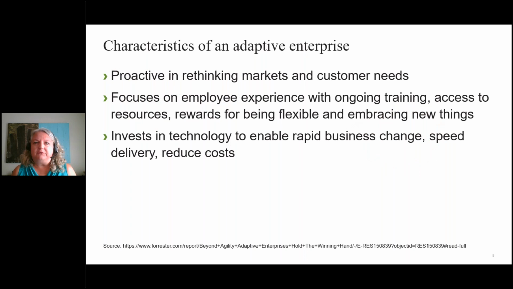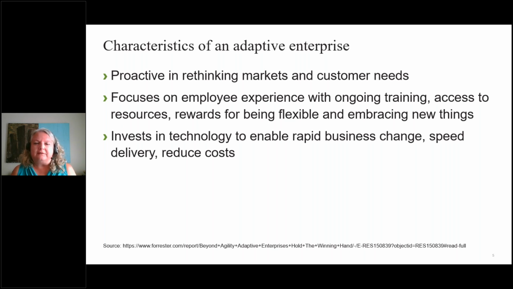This idea of the adaptive enterprise is something that some of my colleagues at Forrester have been looking at over the last several months. An adaptive enterprise is one that needs to be proactive, always forward thinking. How is my market changing? How do the goods and services that I offer need to be adapted? What are those customer needs? How are their business decisions changing?